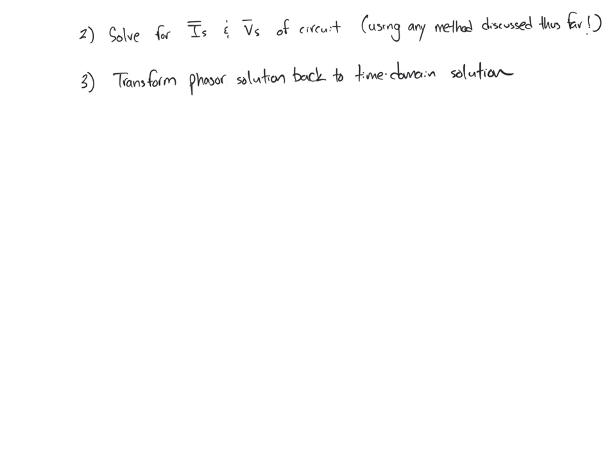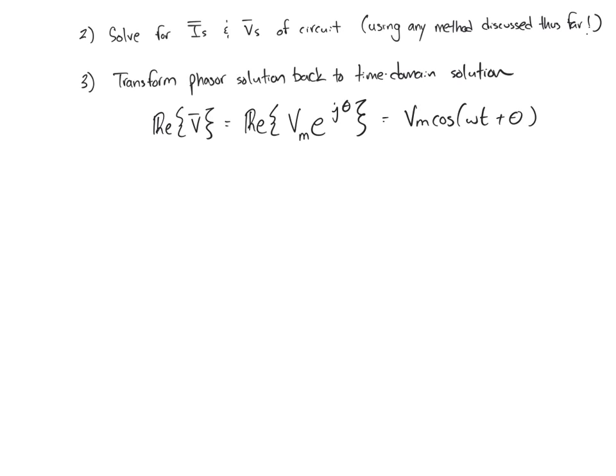And the third and final step is to transform the solution of the voltage or current phasor that we solved for back into the time domain. So we do this by taking the real part of our phasor that we solved out, whether it be the voltage or the current. So taking the real part of the voltage phasor is like taking the real part of what we described as being phasor in exponential form of Vm e to the j theta, for example, which is going to be equal to Vm cosine omega t plus theta.